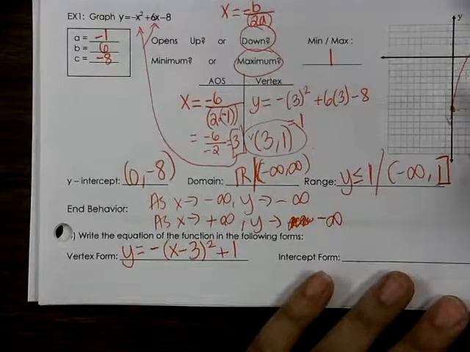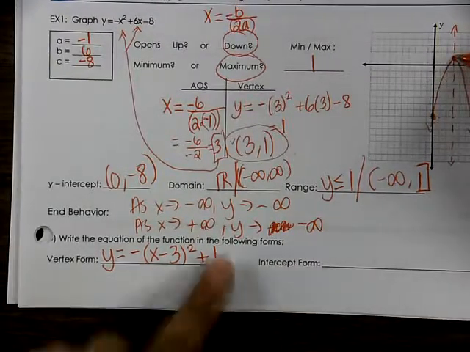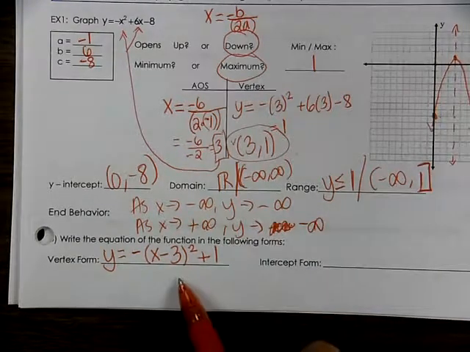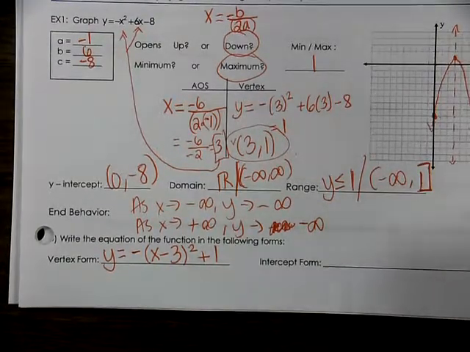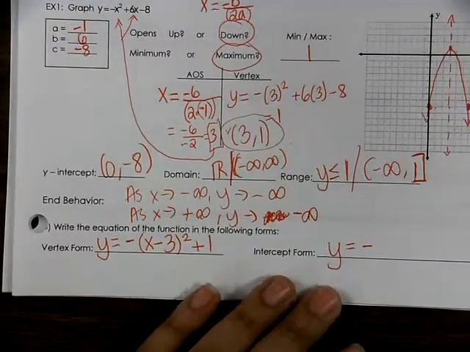You can also look at your graph and see, does that make sense that I'm moving right 3 and up 1? Because that's what the translation would be based on my h and k. Now, intercept form, remember we start it kind of the same way. Let's start with y equals and the negative still there.